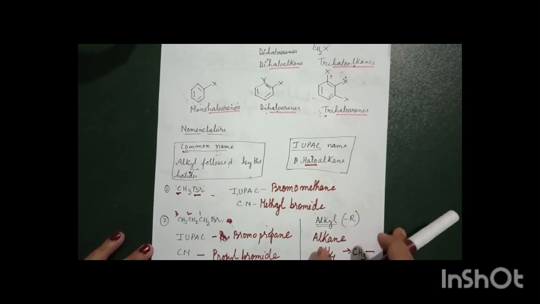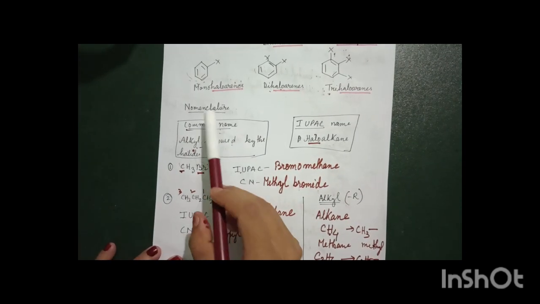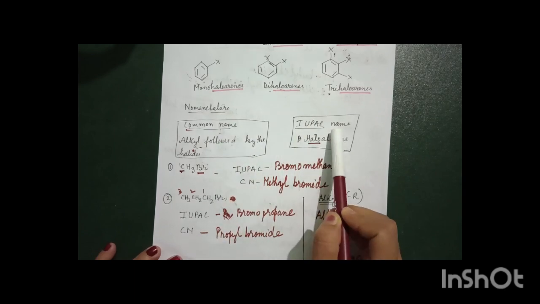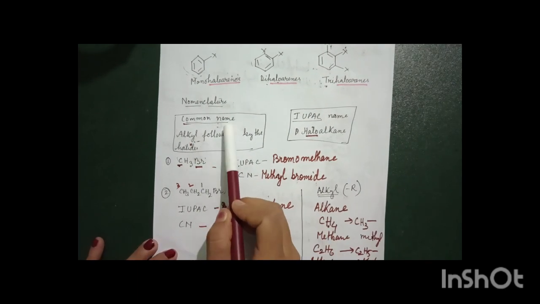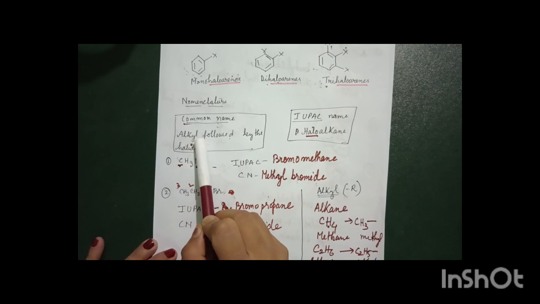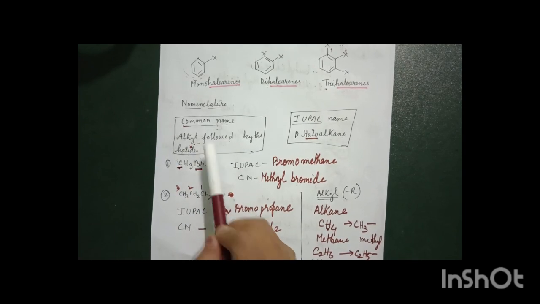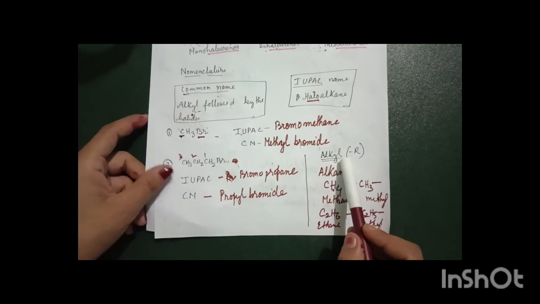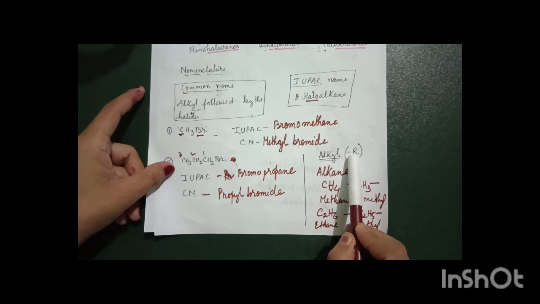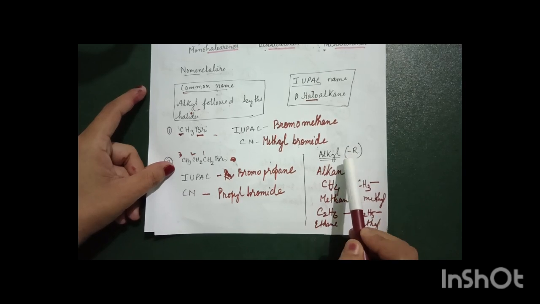Now we will learn about the nomenclature of haloalkanes and haloarenes. When we say nomenclature, we have IUPAC naming as well as common names. When we go for the common name, we will always follow this rule: we will always start with alkyl, followed by the halide group. First we have to know what is alkyl. Alkyl is represented by the symbol R. All alkyls are represented by R.